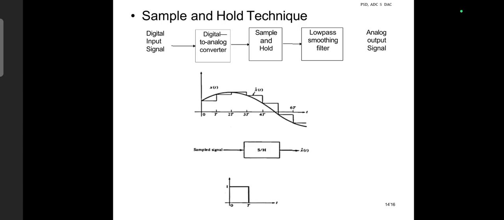The advantage of this technique is its simplicity. However, the staircase waveform is not exactly the same as the original smooth analog waveform. Therefore, a smoothing filter is generally used to obtain a smoother output.